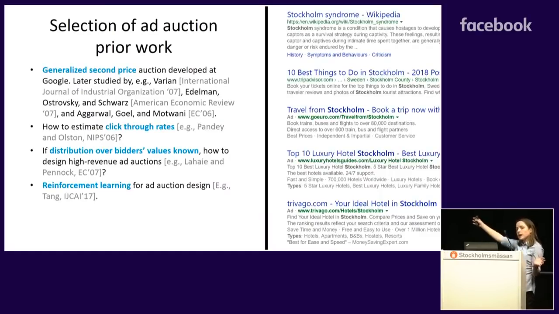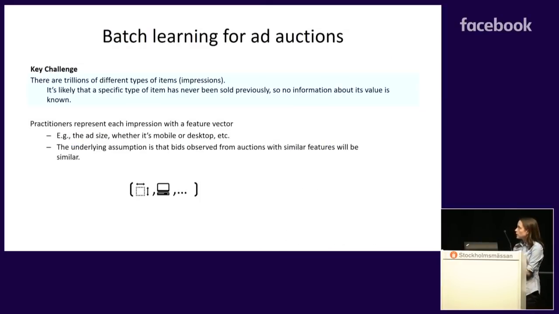There's been a ton of work on ad auctions, especially beginning in 2006, 2007. I'm just going to talk about one that relates really nicely to this automated mechanism design literature and which has an intuitive explanation behind it. The key challenge in designing ad auctions using data is that there are literally trillions of different items for sale. Each item is an impression, an opportunity to show you an ad. And so it's likely that a specific item has never been sold before, so you might not actually have data points on that specific item.